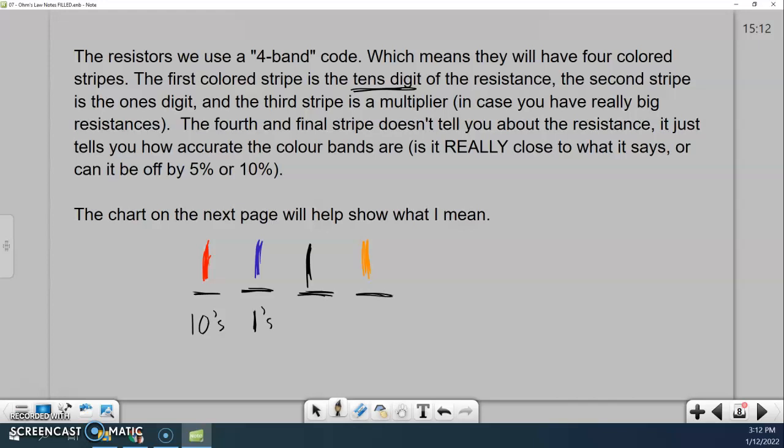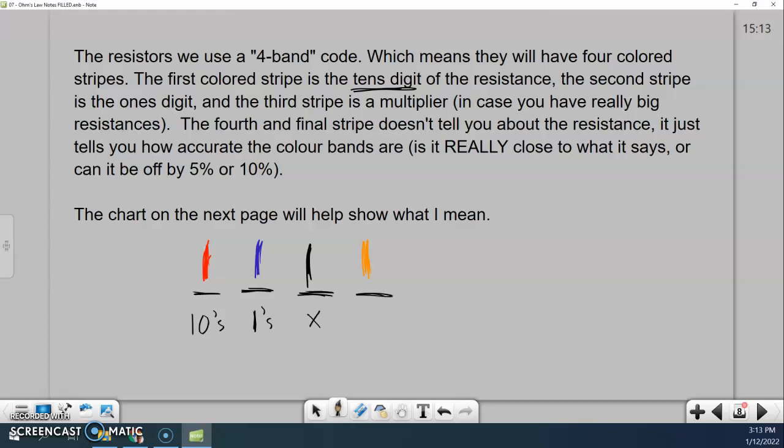The third stripe is a multiplier. So if I had, let's say, 200 ohms of resistance, I would have 20 times 10. If I wanted like 5,000 ohms of resistance, maybe I would be 0.5 times 1,000. So you can use the multipliers to get to really big resistances. Most of ours will just be times 1 because we're using pretty small resistors. But just so you know, the third band is your multiplier in case you get big resistances.